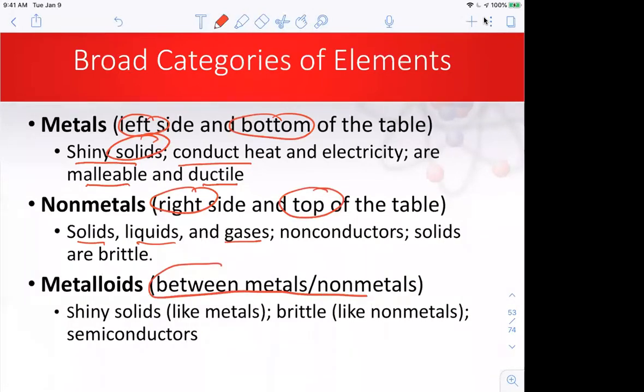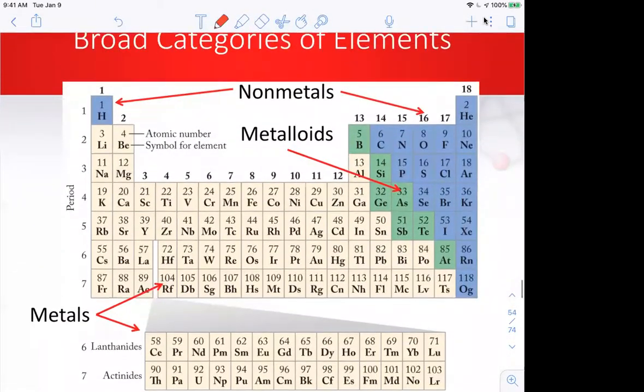Metalloids are somewhere in between. They can have properties that are like metals. For example, they're typically shiny solids. They also have properties that are like nonmetals, in that they're brittle or they're semiconductors. When you look at a periodic table, this is sort of what you're going to see. Hydrogen is a nonmetal, but it's over here on the top left because it's very similar in terms of its electron makeup to other elements in group 1A.